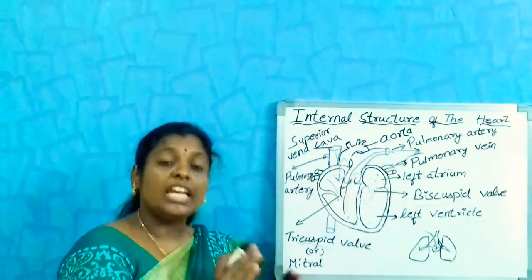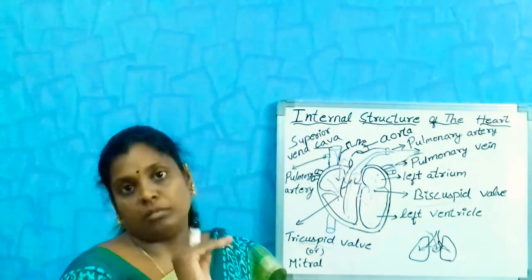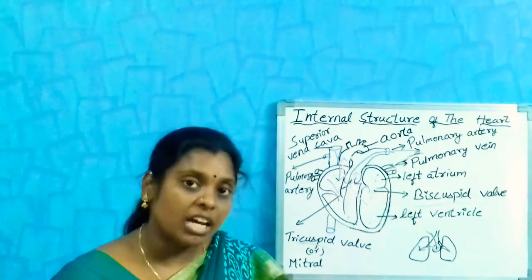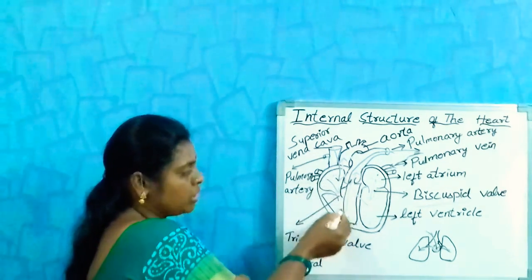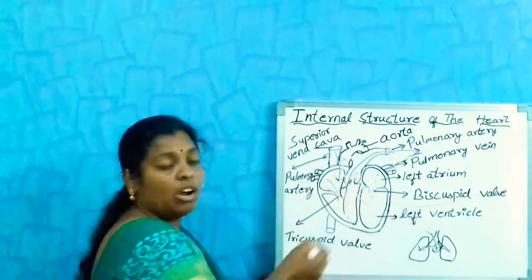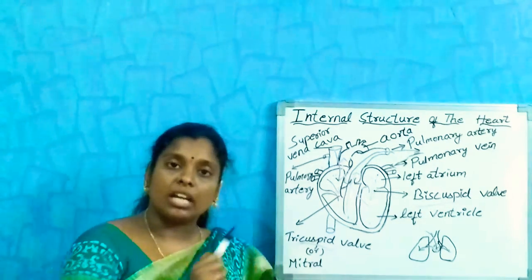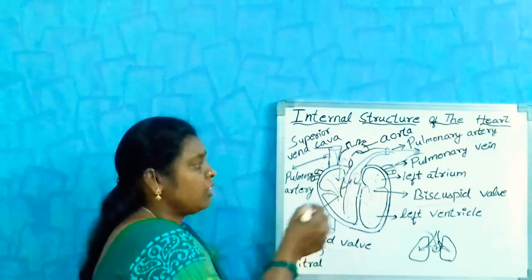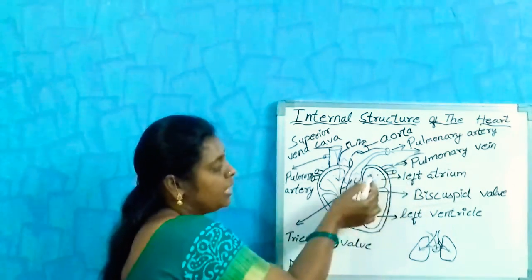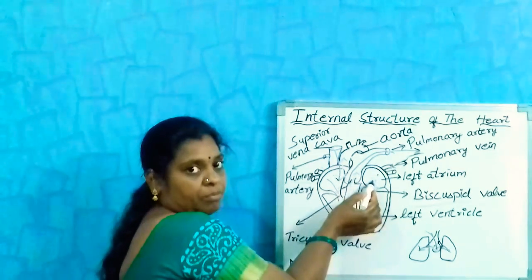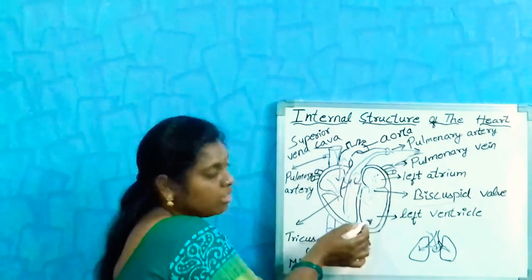These valves prevent the backward flow of the blood from the ventricle to the auricle or auricle to ventricles. These valves will automatically close. See here, for example, through the pulmonary vein, the oxygenated blood reaches the left atrium. Due to the contraction, the blood enters into the ventricle.